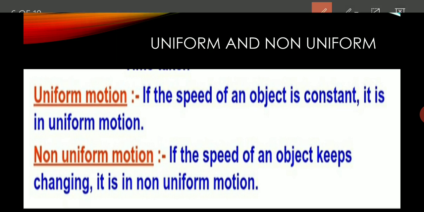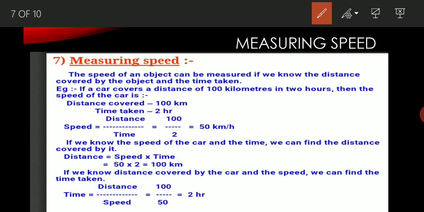Clear? Now the next topic is measuring speed. How do we measure speed? As you can see, an example is given. The speed of an object can be measured if we know the distance covered by the object. If we are going to measure the speed, we have to find two things: the distance as well as the time. Both things we have to know, distance and time. If we know distance and time, we can calculate the speed. Okay, so let's see.